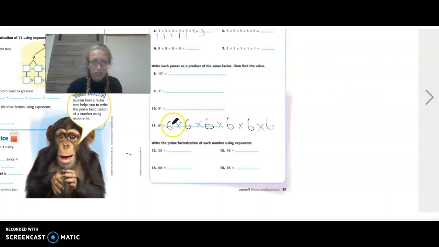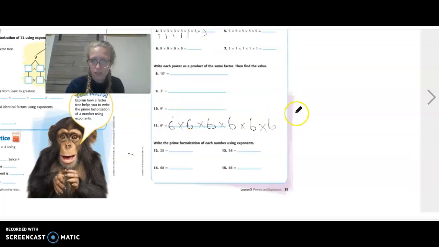Well, I know 6 times 6 is 36, so I'm going to check off those 6s. I've already dealt with them. So I have my 36, and I'm going to multiply it by 6. 36 times 6: 6 times 6 is 36, there's my 6, there's my 3. 6 times 3 is 18, plus 3 is 21. So I have 216.